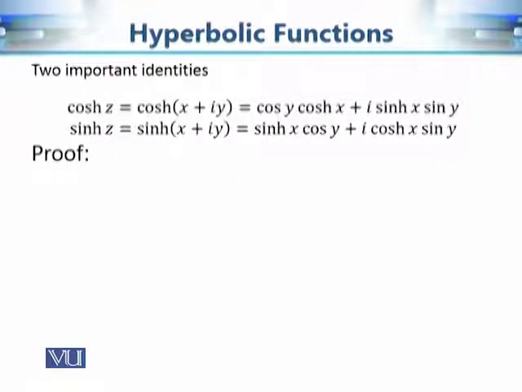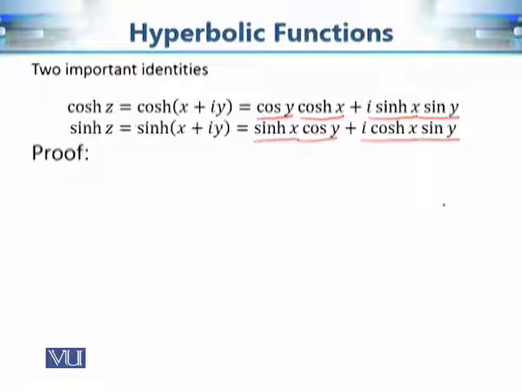Now there are two important identities which are often useful in our calculations. One of the identities is cosine hyperbolic of x plus iota y is equal to cosine y cosine hyperbolic x plus iota sine hyperbolic x sine y. And similarly sine hyperbolic of x plus iota y is going to be equal to sine hyperbolic x cosine y plus iota cosine hyperbolic x sine y.